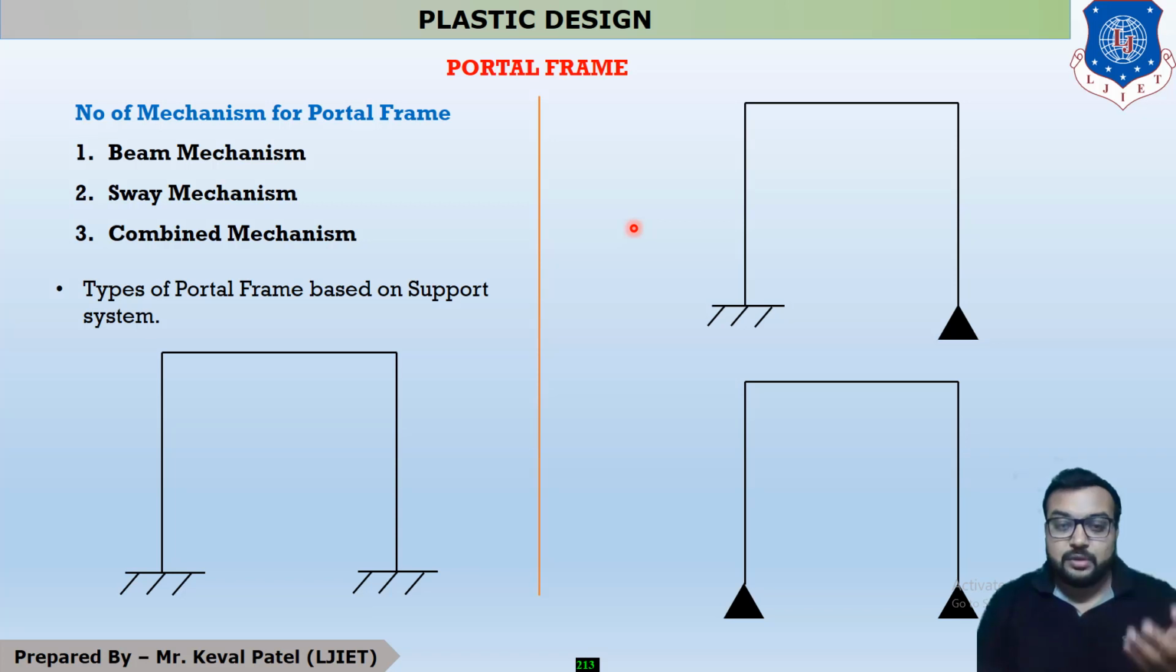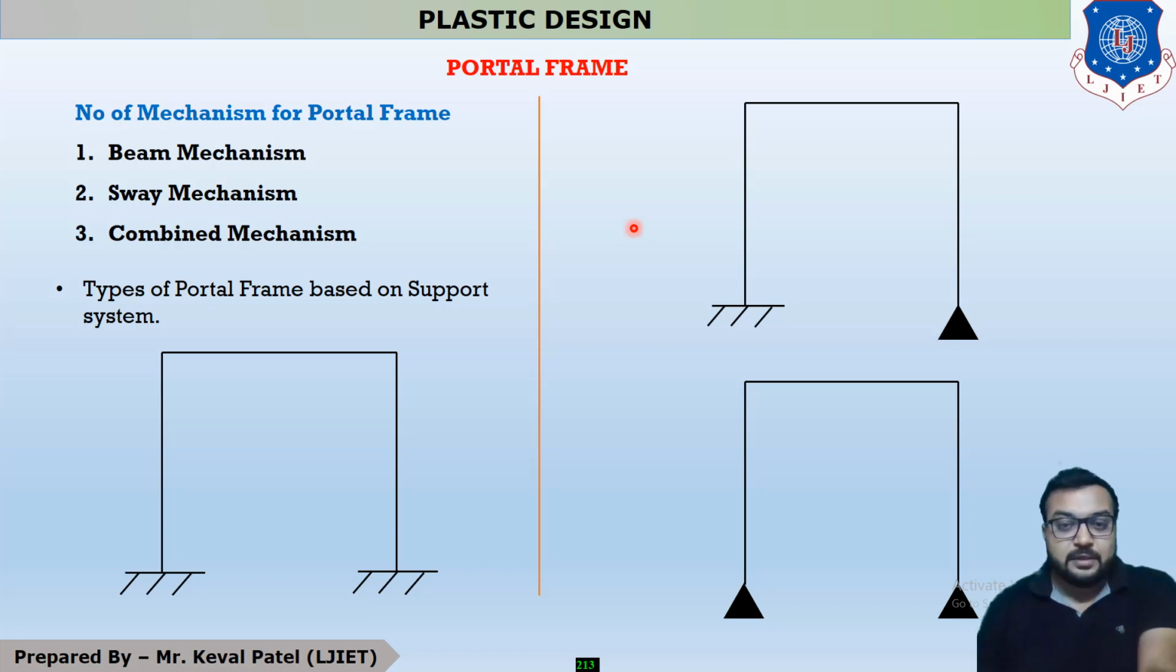In a portal frame there are three types of support systems. In the first type, both supports are fixed supports. In the second type, one support is a simple support and the other support is a fixed support. And in the third type, both supports are simple supports.